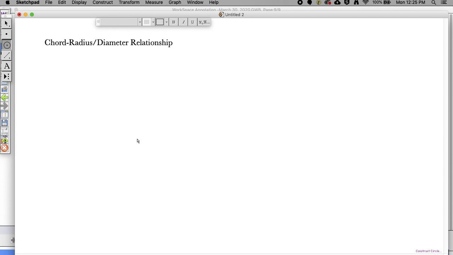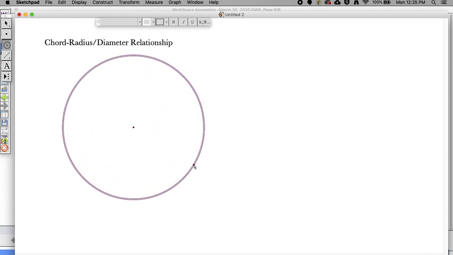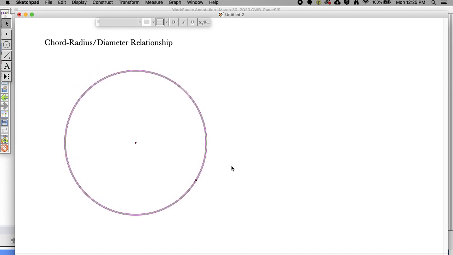We've done stuff with inscribed angles, tangent radius relationships, central angles, the whole nine yards. And there's yet one more thing that I want to show you. We did chords with angles yesterday. But today what I want to show you is a chord radius relationship, but the diameter is part of the radius. So you'll see what I mean in about a second.